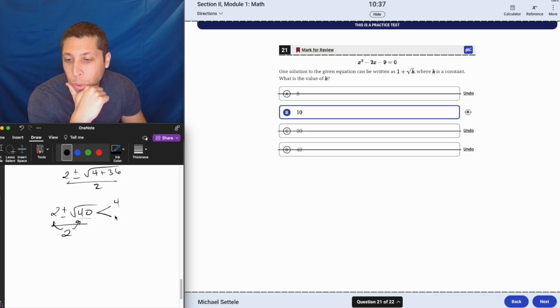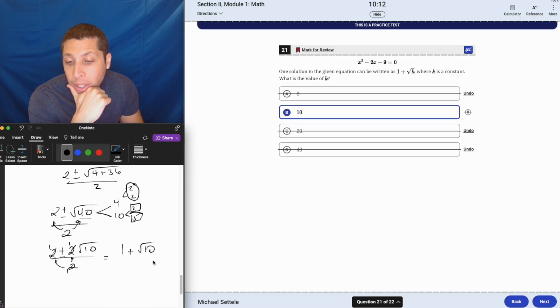So this is 4 times 10. This is 2 times 5. This is 2 times 2. So we have a pair of 2's that can come out of the radical, and a 2 and a 5 that stay back. So we end up with 2 plus or minus 2 root 10 over 2. Now we can divide the 2 into the coefficients. So this goes, this goes, this goes. These all reduce to 1. So that leaves us with 1 plus radical 10 over 1. And that's going to match now with the 1 plus radical k, and there's why k is 10.